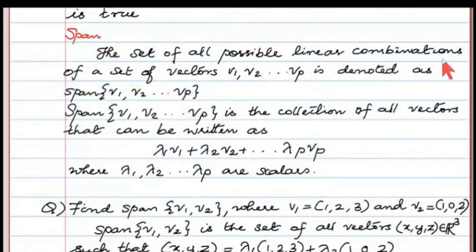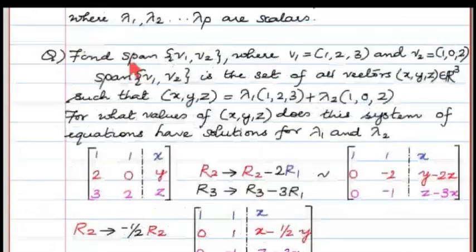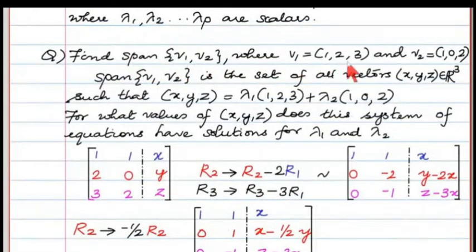Span. The set of all linear combinations of a set of vectors v1, v2, ..., vp is denoted as span of v1, v2, ..., vp. Span of v1, v2, ..., vp is the collection of all the vectors that can be written as lambda 1 v1 plus lambda 2 v2 plus ... plus lambda p vp, where lambda 1, lambda 2, ..., lambda p are scalars.